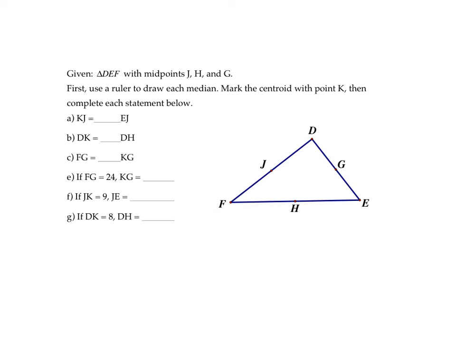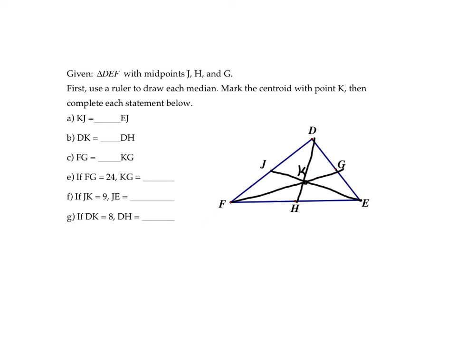Okay, in our example, we're given triangle DEF with midpoints J, H, and G. So first, take your ruler and draw each median. So connect D to H, connect F to G, and connect E to J. Again, using your ruler will make it even more precise than my picture here. So mark the centroid with the letter K. So K is right there, where all three medians intersect.